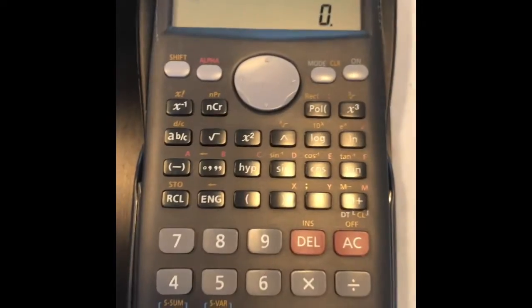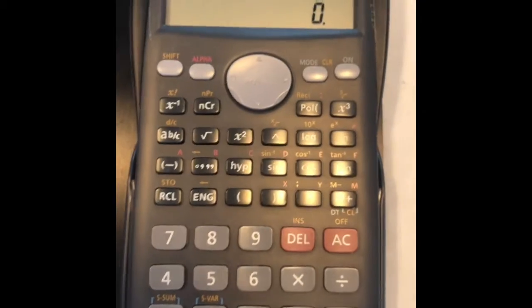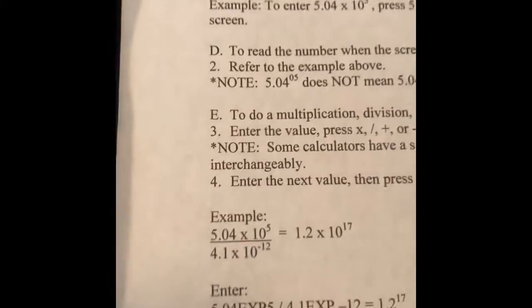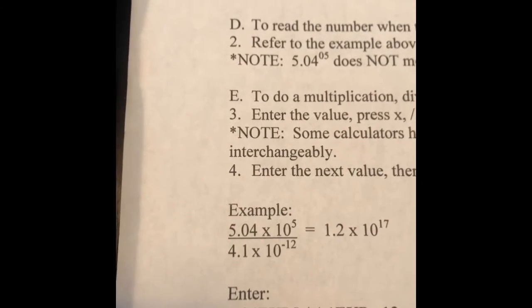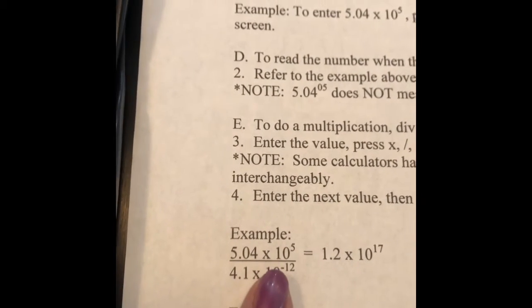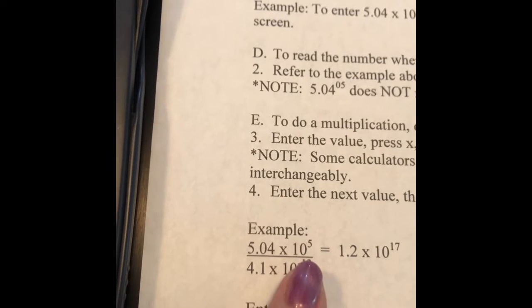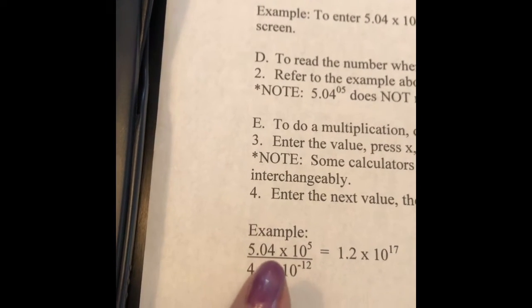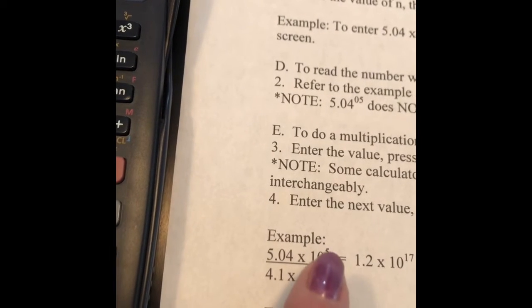Okay, this calculator is my favorite, the Casio. This specific Casio I think is the easiest to use. We're going to type this number in scientific notation in there. So the calculator needs to know that this is one number, it's not two different numbers. In fact, it's 5.04 with the decimal moved 5 places to the right.